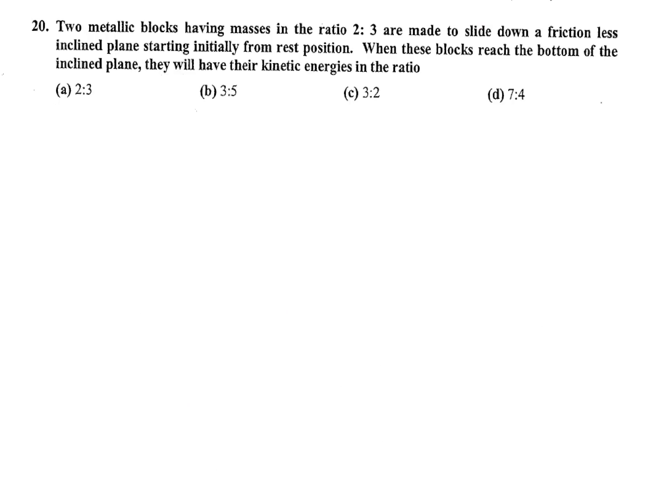Two metallic blocks having masses in the ratio of 2:3 are made to slide down a frictionless inclined plane starting initially from rest position. When these blocks reach the bottom of the inclined plane, they will have their kinetic energies in the ratio? Masses m1 by m2 is 2:3. Kinetic energy is half m v square. We have to calculate their kinetic energies, starting initially from rest position.